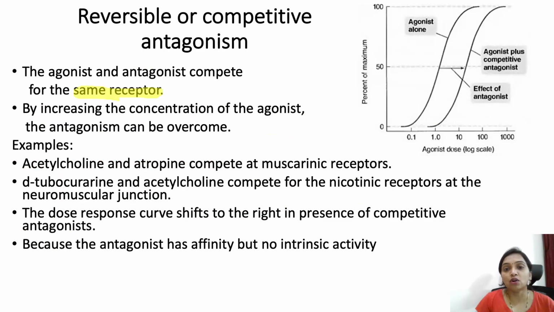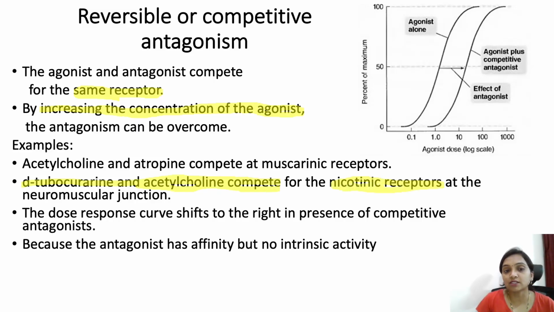So if you want to overcome the action of the antagonist, you can increase the dose. This is one important thing which you can do in case of poisons. An example is D-tubocurarine, which is an antagonist at the neuromuscular junction. The effect of D-tubocurarine can be overcome by increasing the concentration of acetylcholine at the nicotinic receptors.